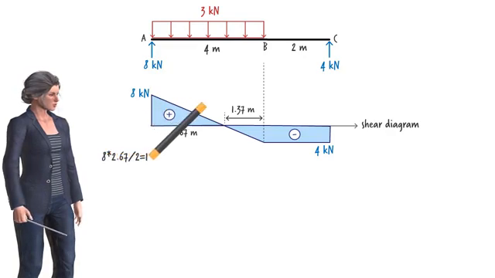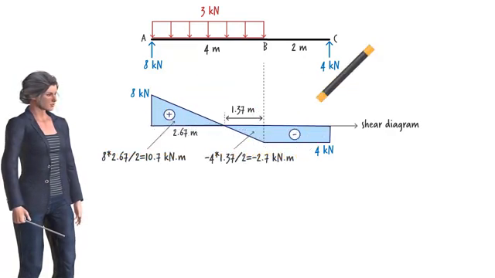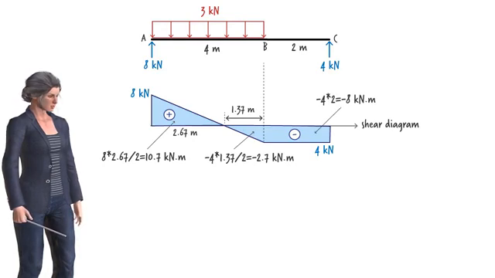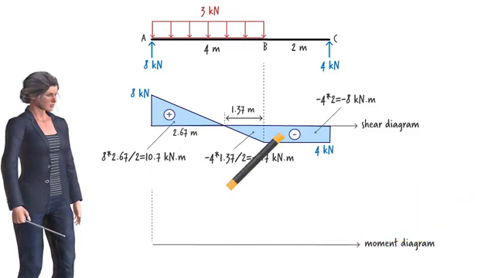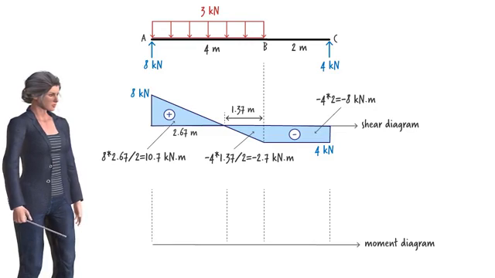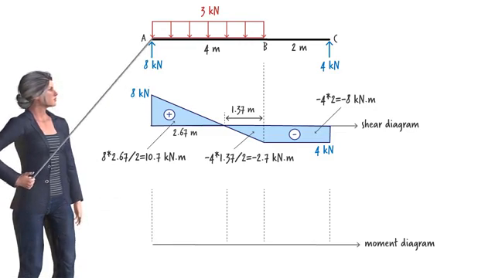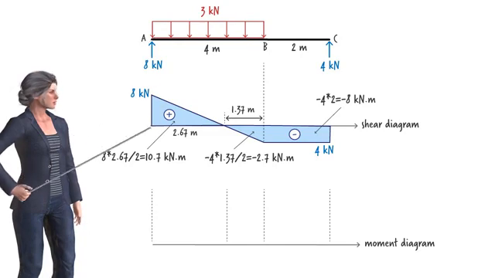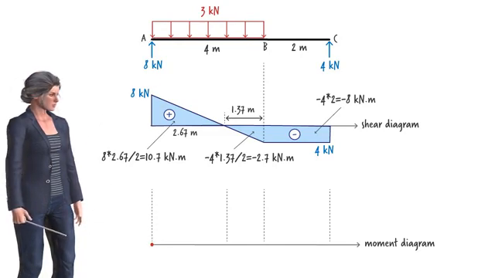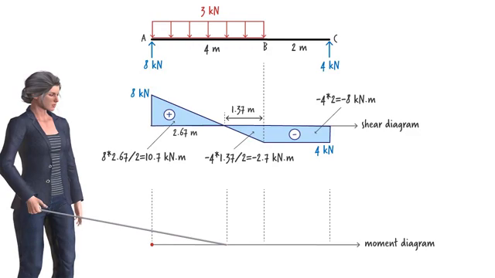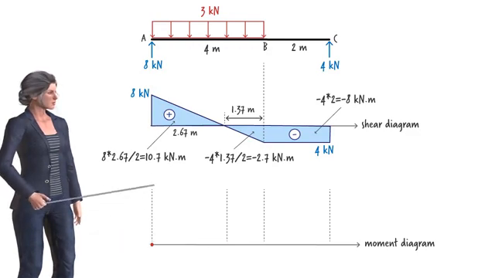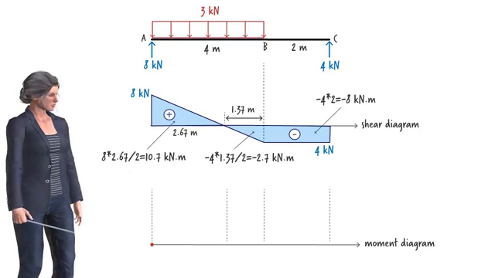Now, we are in a position to calculate the area for each segment of the diagram. To draw the moment diagram, let us start by determining the moment values at 4 specific points, the endpoints of the beam and the 2 interior points at which the diagram changes shape. Since the beam rests on a pin at its left end, the bending moment at A is 0. At this point, the moment value is equal to 0 plus 10.7, or 10.7 kilonewton meters.